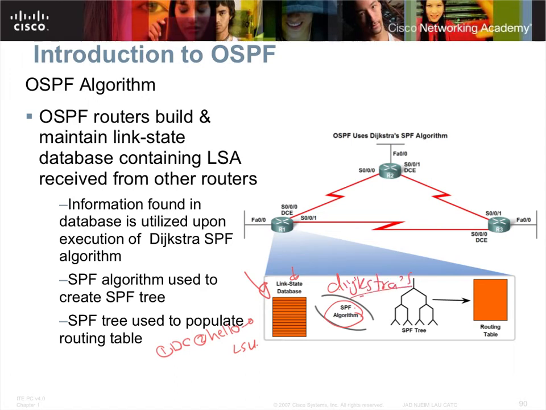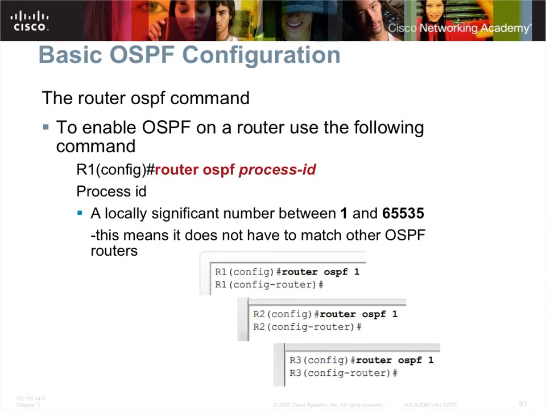We run the Dijkstra algorithm to form the shortest path tree that contains the shortest path from one single point to all other points in the network. So for example, from here to R2 and to R3 and to all other destinations in the network. So in step number 5, we form the routing table, which will be the ultimate goal of any link state routing protocol.